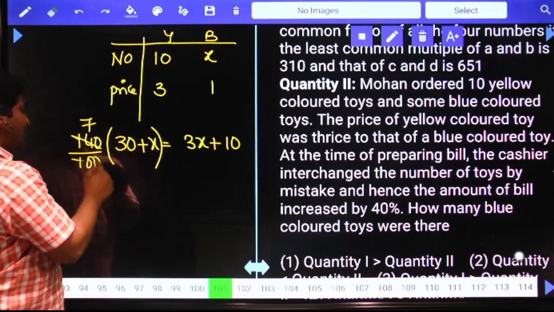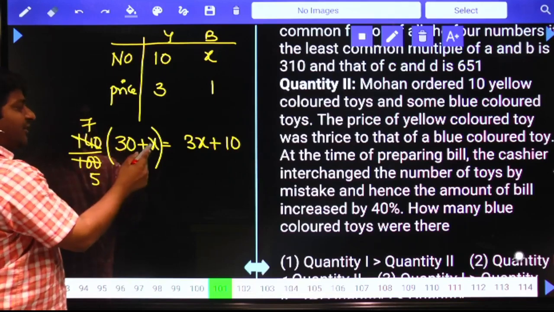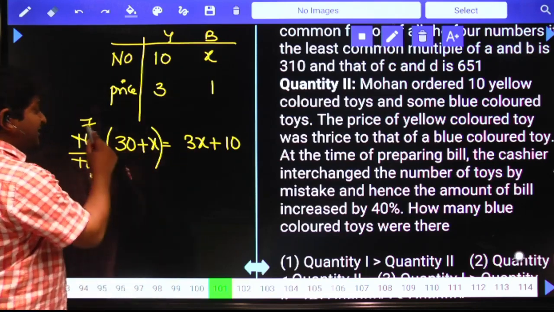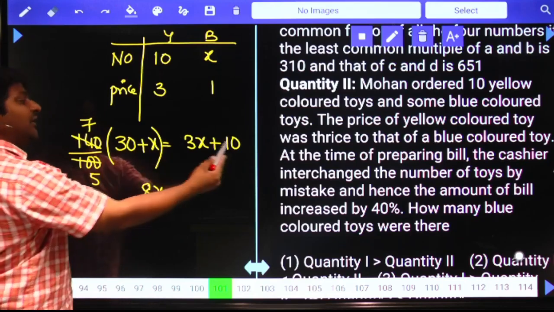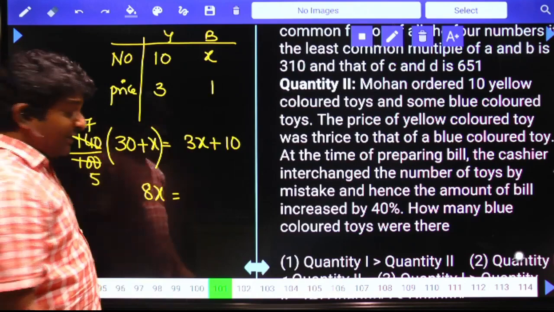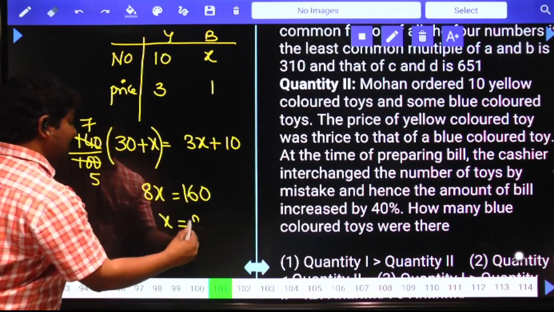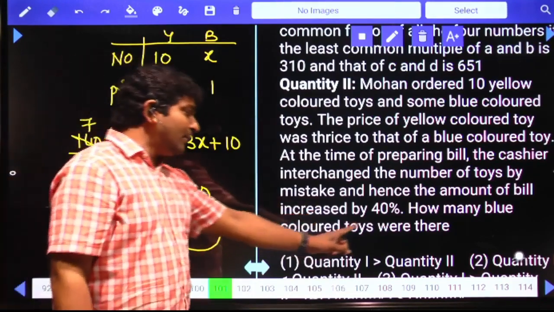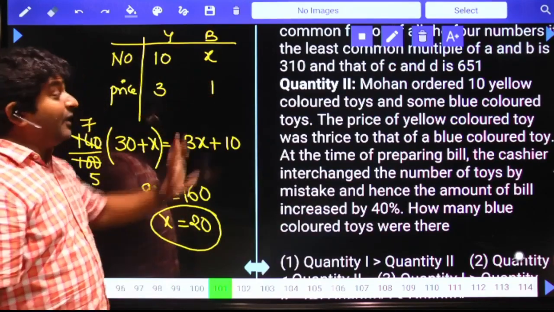7 times 30 is 210. 7 into x, 7x. 5 into 3x, 15x. 15x minus 7x difference is equal to 8x. Now 5 into 10, 50. 7 into 30, 210. 210 minus 50, that is equal to 160. From this, x value is equal to 20. Now your question is, find how many blue color balls we have. Initial blue color balls are x, which is equal to 20.